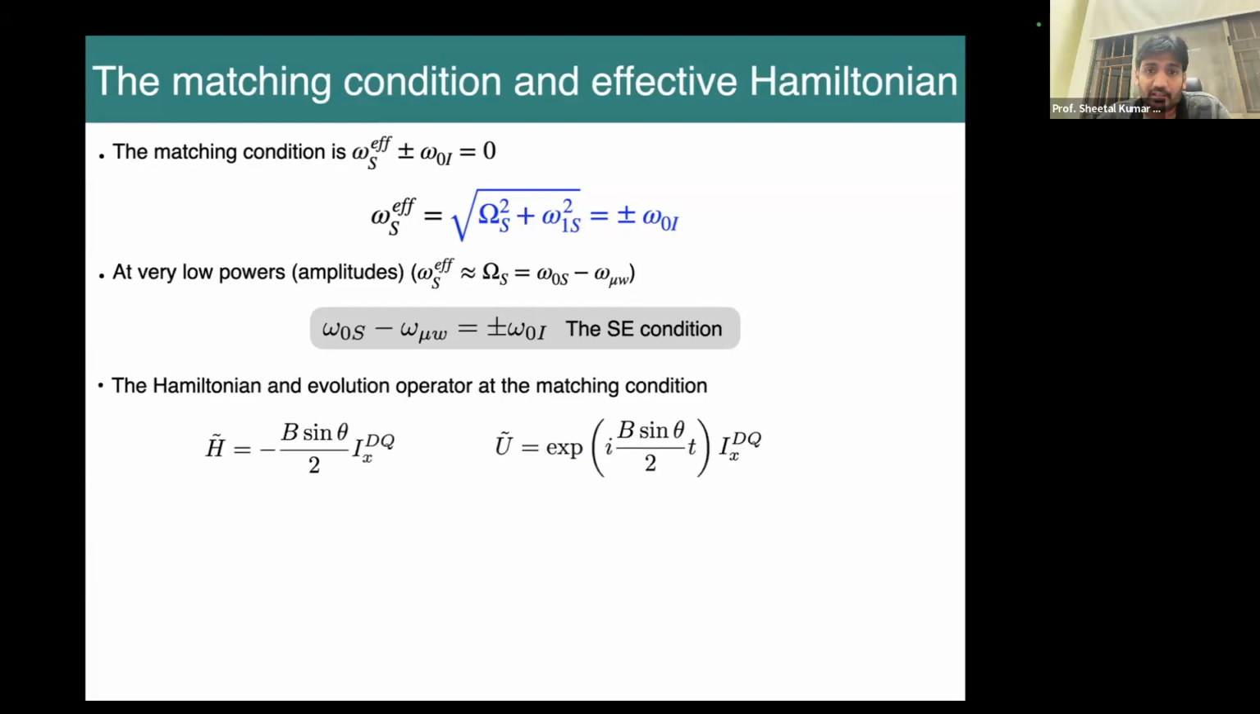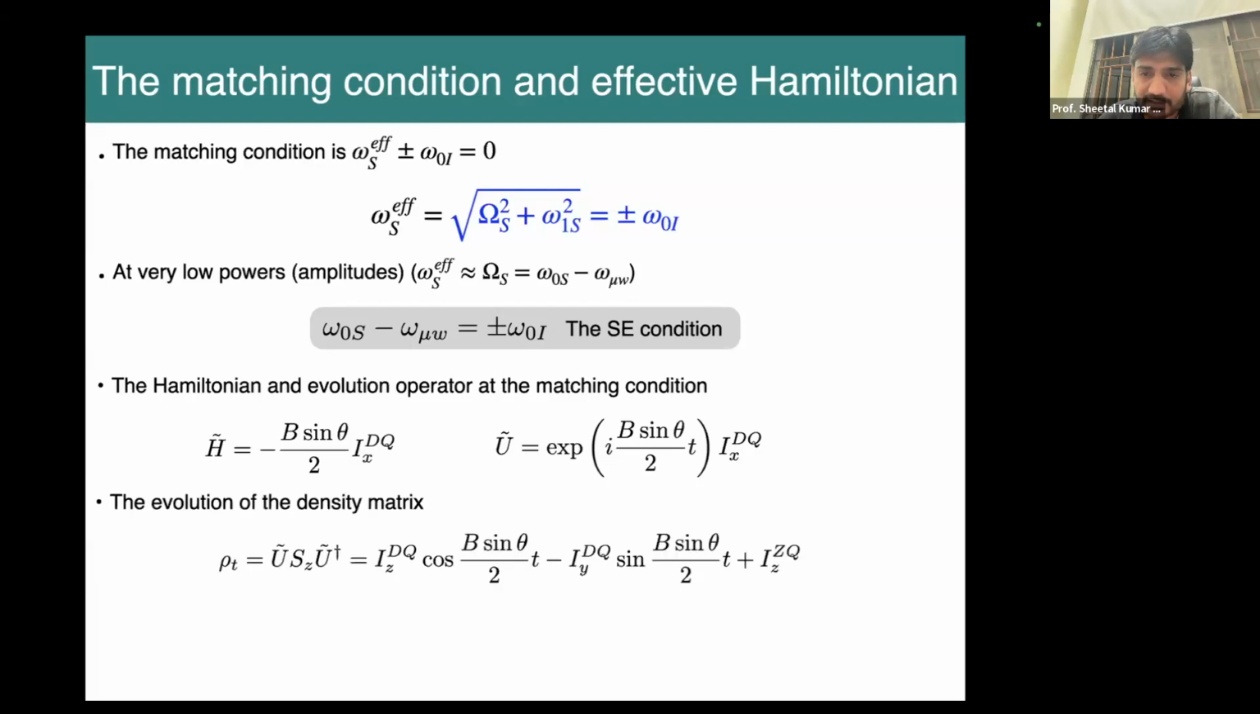Okay. Then at the matching condition, the Hamiltonian will become a very simple form, as shown here, and the corresponding time evolution operator will be this. Most of the zero quantum terms are zero because of the fast modulation, and because we are exactly on resonance condition, the IY term will not survive, because there is sine modulation and the sine part becomes zero. It will come back again later on.